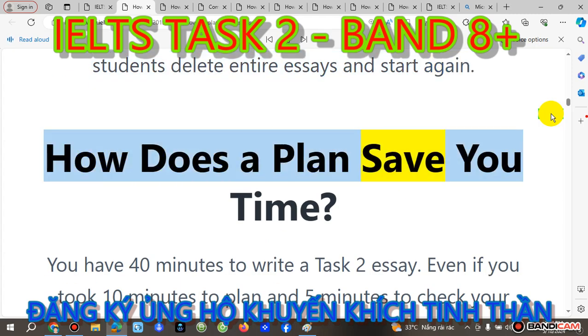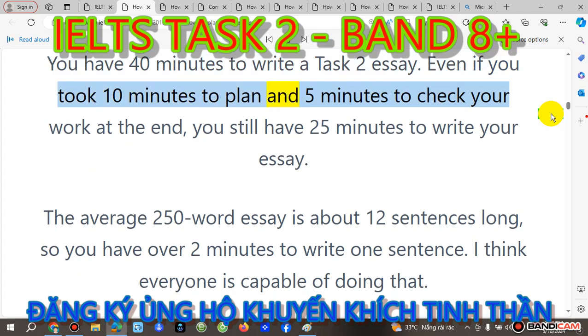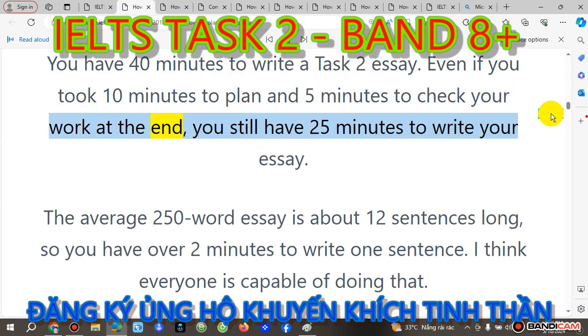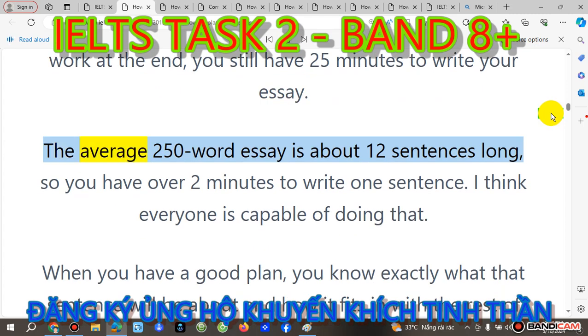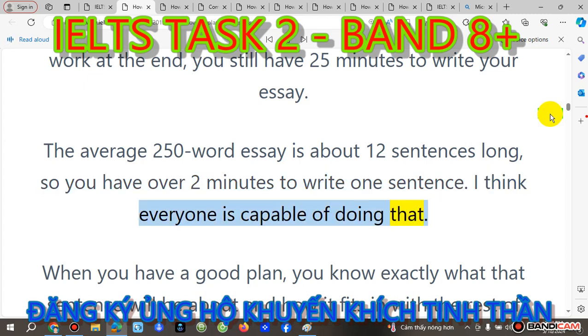How does a plan save you time? You have 40 minutes to write a Task 2 essay. Even if you took 10 minutes to plan and 5 minutes to check your work at the end, you still have 25 minutes to write your essay. The average 250-word essay is about 12 sentences long, so you have over 2 minutes to write one sentence. I think everyone is capable of doing that.